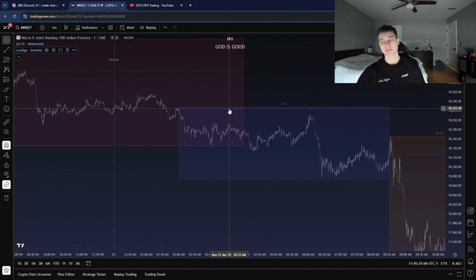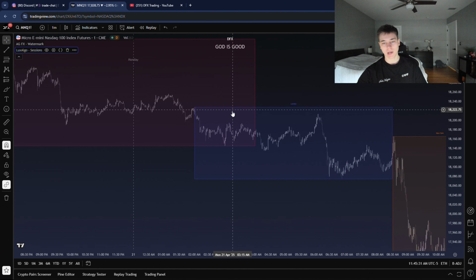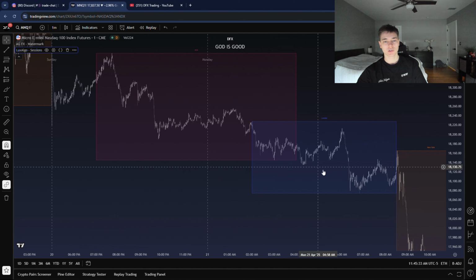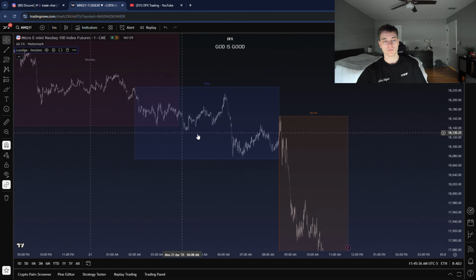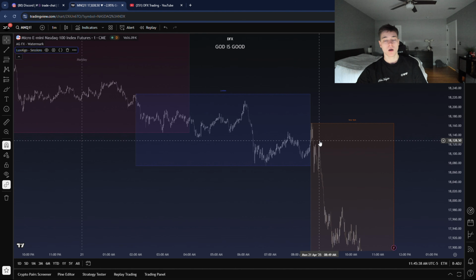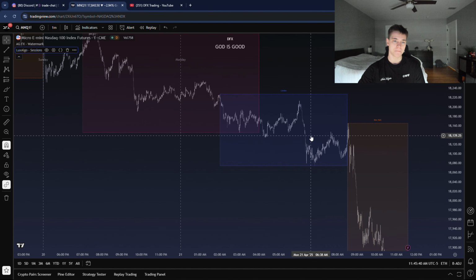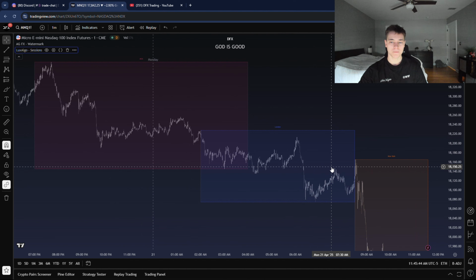Alright, so in today's example, you could see that it does not work out all the time. Asia session pretty much dumped. We chopped around during London session, and I had 2 biases going into today. I ended up taking a loss on this because I just didn't have the right bias for the day.